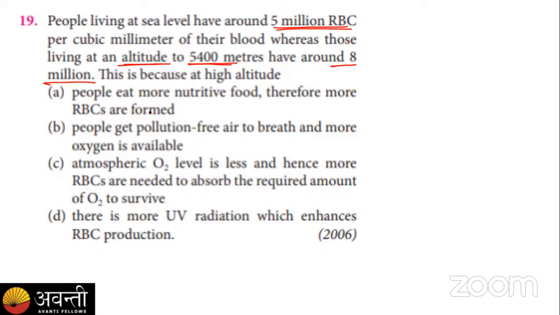Yes. So we can say the answer is C, because we have discussed earlier that the atmospheric oxygen level decreases with increasing height as the pressure decreases, due to which we require more RBCs to absorb that particular amount of oxygen. As with height, hemoglobin oxygen binding capacity also decreases. So that is why the RBC count is increasing in people living at high altitude.